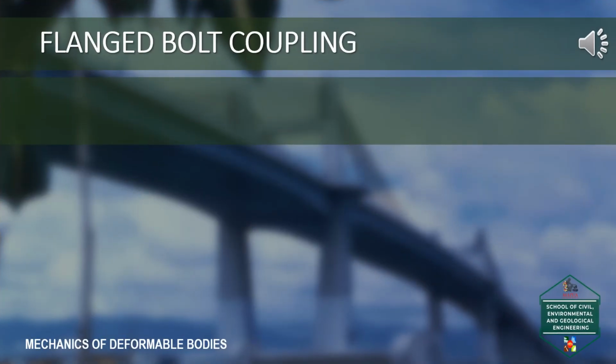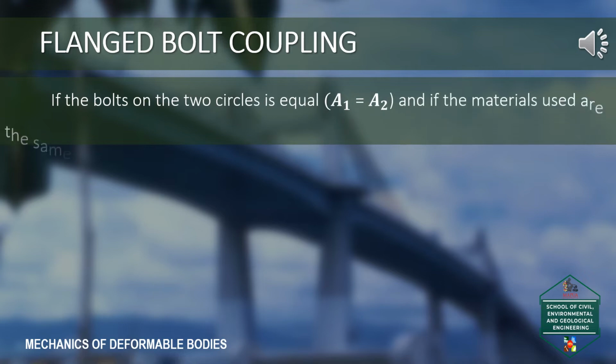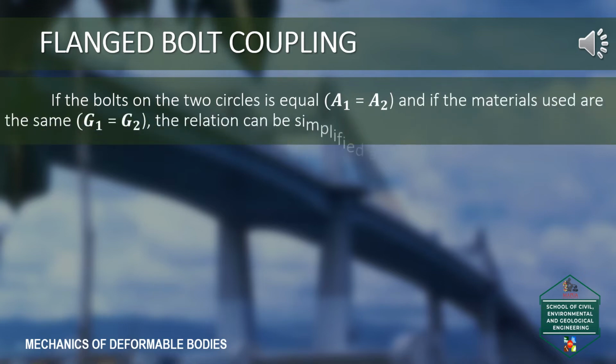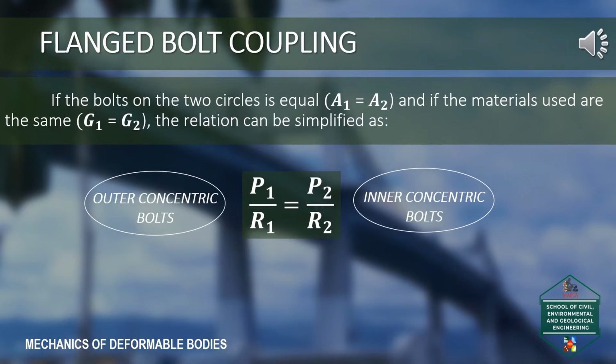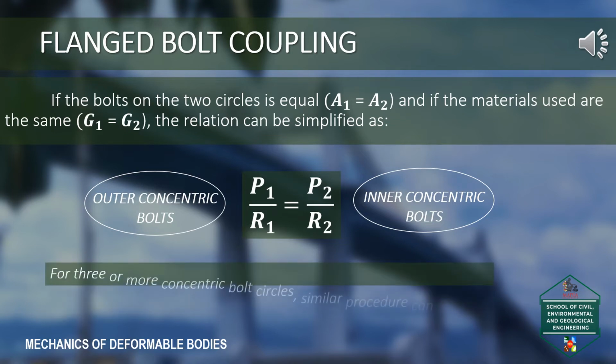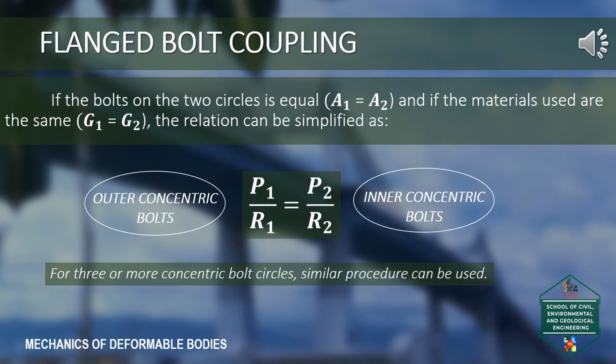If the bolts on the two circles are equal and if the materials used are the same, the relation can be simplified as, force on the outer concentric circle bolts over its radius from the axis of rotation is equivalent to the force on the inner concentric circle bolts over its radius from the axis of rotation. It is to be noted that a similar procedure can be used for 3 or more concentric bolt circles.